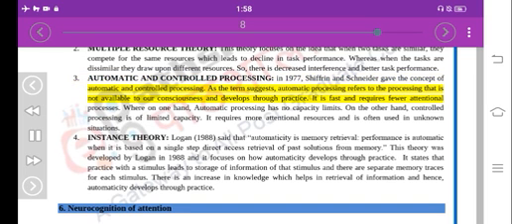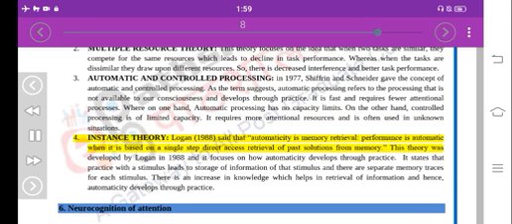As the term suggests, automatic processing refers to the processing that is not available to our consciousness and develops through practice. It is fast and requires fewer attentional processes. Where on one hand, automatic processing has no capacity limits, on the other hand, controlled processing is of limited capacity. It requires more attentional resources and is often used in unknown situations.